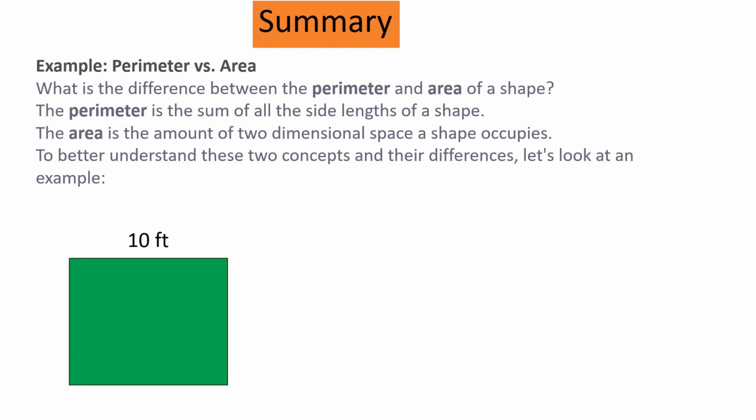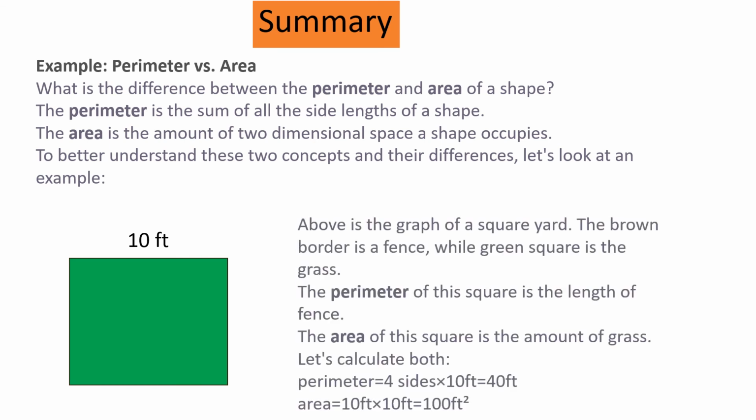This is a square with sides of 10 feet. Above is a gravel square yard. The brown border is a fence, while the green square is the grass. The perimeter of this square is the length of the fence. The area of this square is the amount of grass. Let's calculate both. Perimeter is equal to 4 sides times 10 feet is equal to 40 feet. The area is equal to 10 feet times 10 feet is equal to 100 square feet.